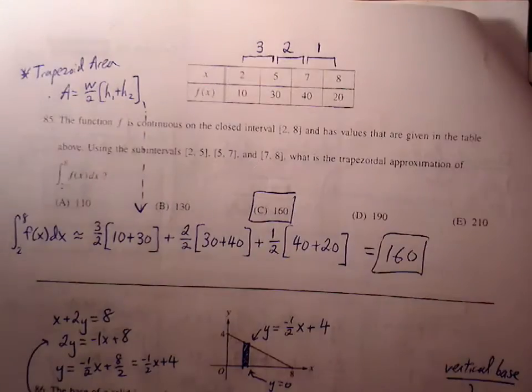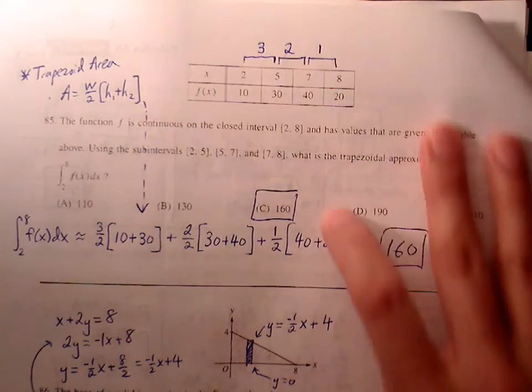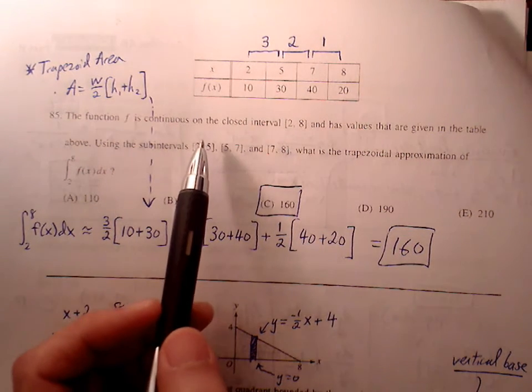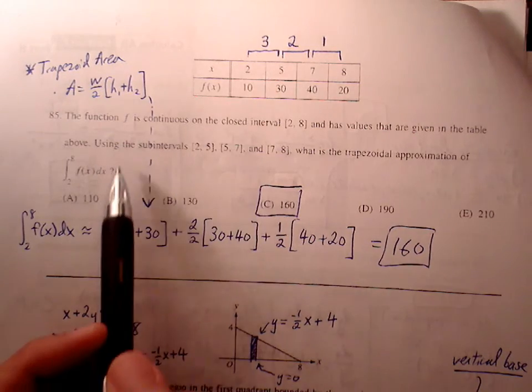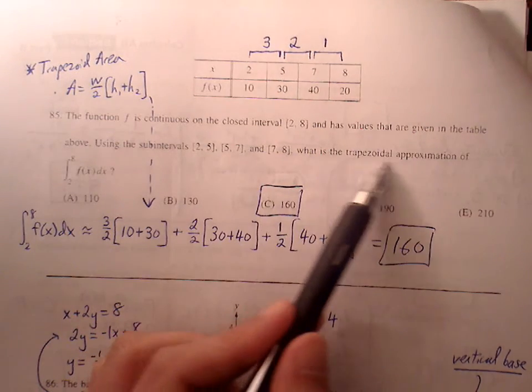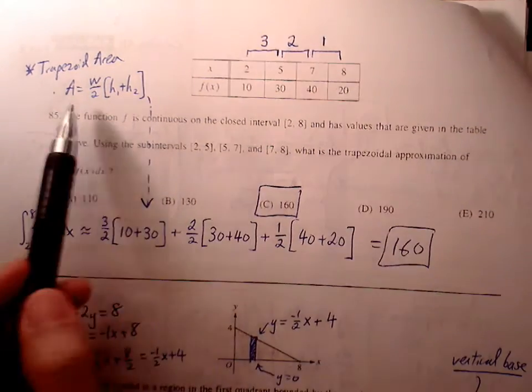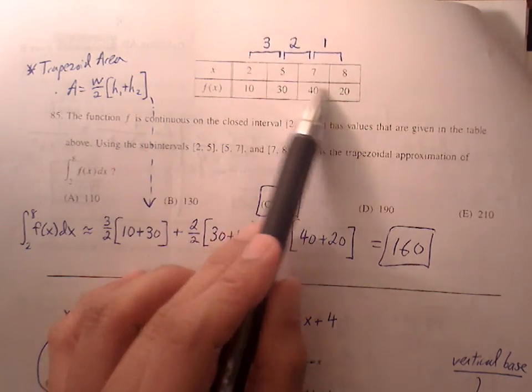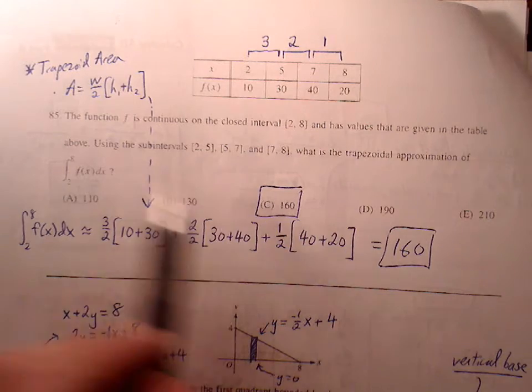Okay, 85. We have a function that's continuous on the closed interval from 2 to 8. Values are given in the table. Using the subintervals, what's the trapezoidal approximation? So trapezoidal approximation, we have 3 subintervals, so we're going to have to find 3 separate areas of trapezoids.